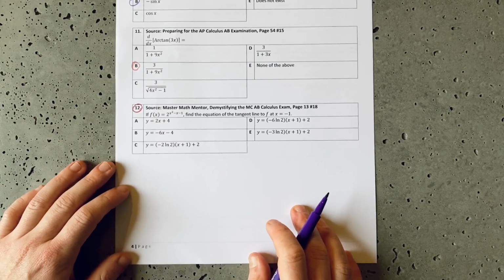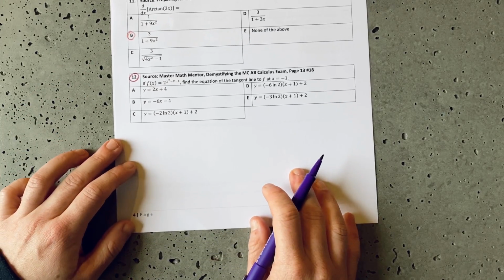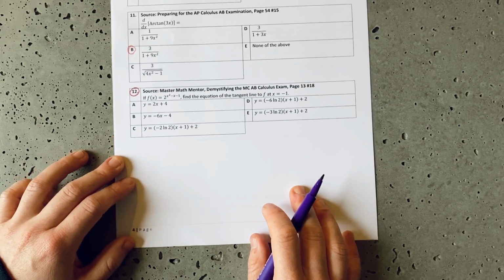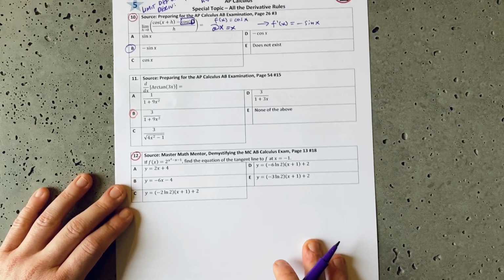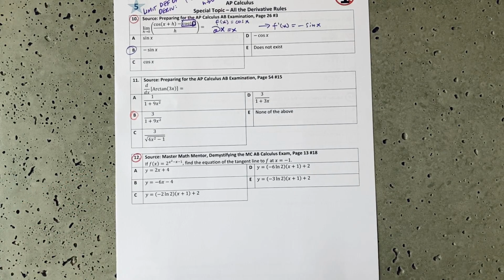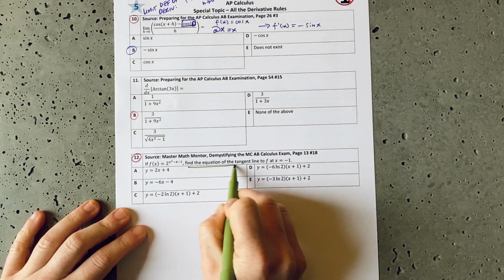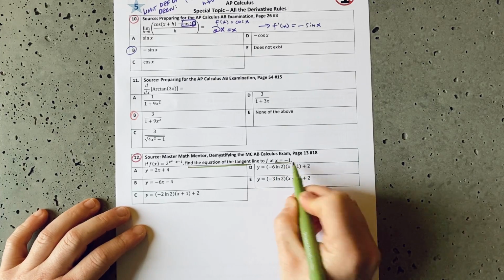Number 11, the answer is B. I'm not going to do that one because we already did an inverse tan. It is a chain rule though, so make sure you recognize that. Number 12. Actually, yeah, let's do number 12. We have a crazy looking function. We're trying to find the equation of the tangent line at x equals negative 1.